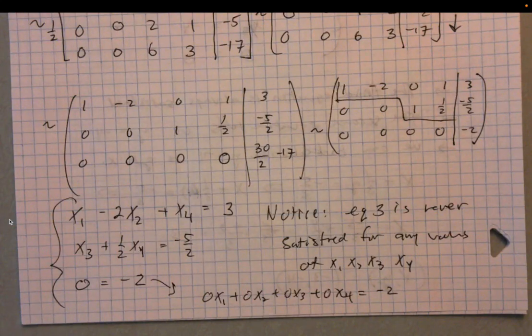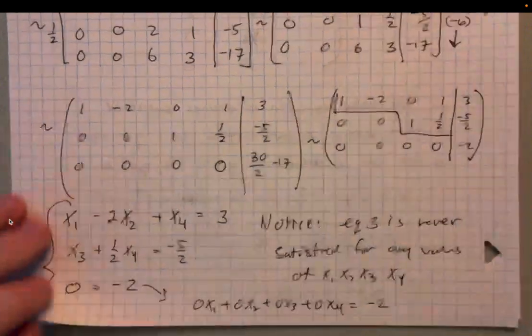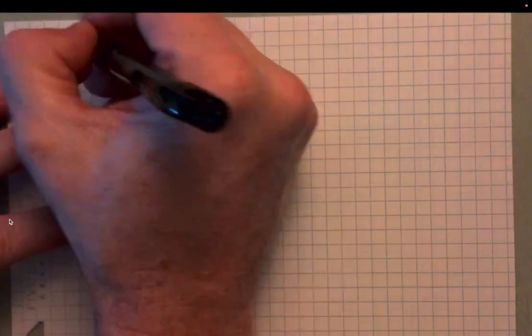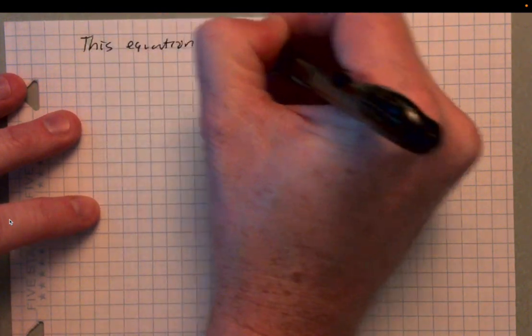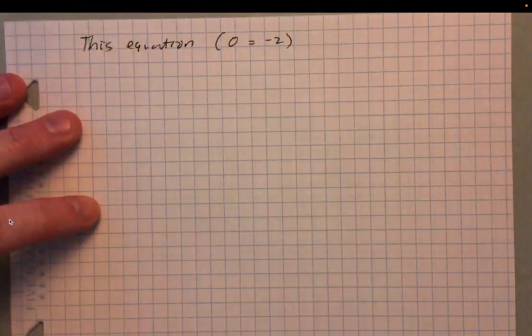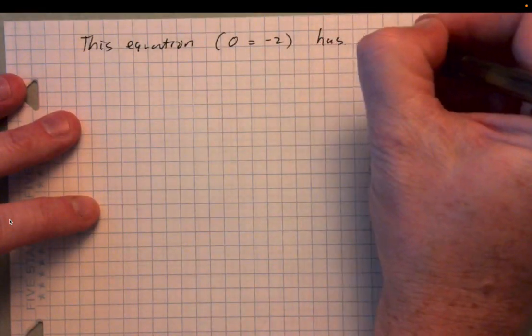And so what does that mean? Well, what it means is that this equation has no solution. There's nothing that can ever satisfy this particular equation, and what that implies then is that the system has no solution. Okay, so let's write that down. This equation, 0 equals negative 2, has no solution.